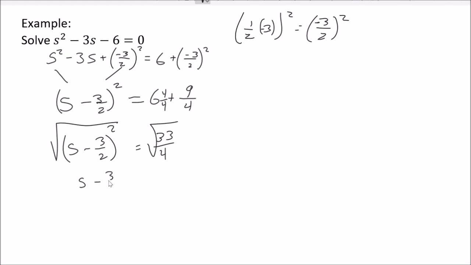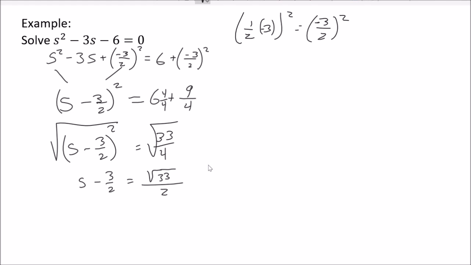And I get s minus 3/2 equals root 33, and I'm going to go like this. See how that 4 was included in the radical? The square root of 4 is 2, so I'm going to leave it like that. Now, I'm going to tell you right now, there's something that I'm missing in this step.